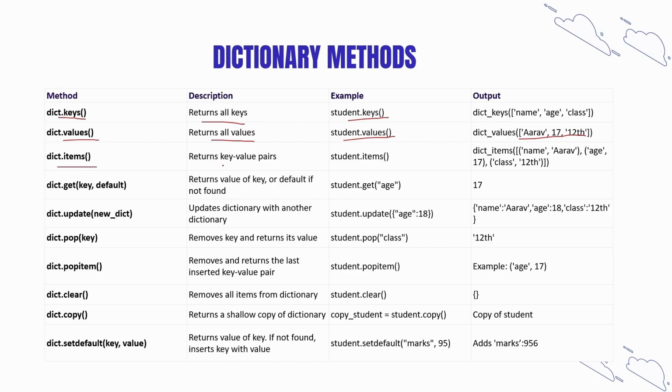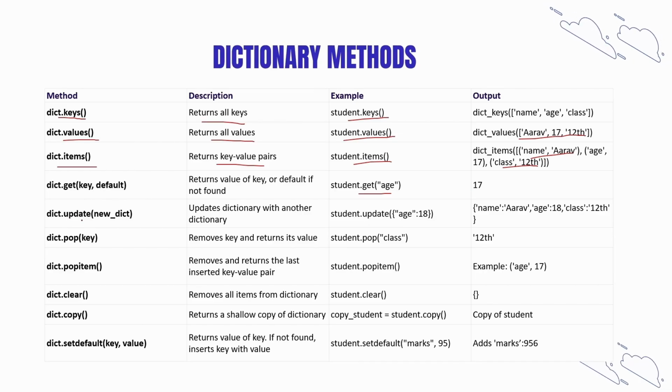Next I have dict.items. It returns key value pairs, right. Student.items, it gives me all the key value pairs, name Arav, age 17, class 12. Next I have dict.get key default, returns value of key or default if not found. So when I say student.get age, it returns the value corresponding to this key age, and if I say student.get any particular key that is not present in a dictionary, it would return me none.